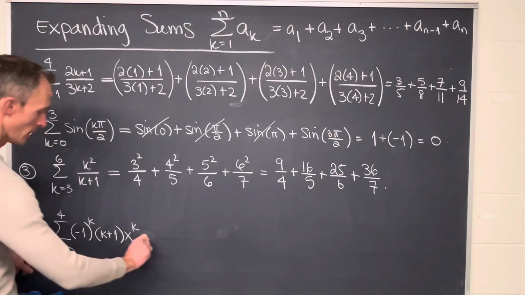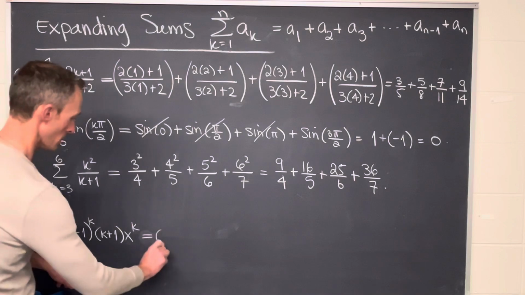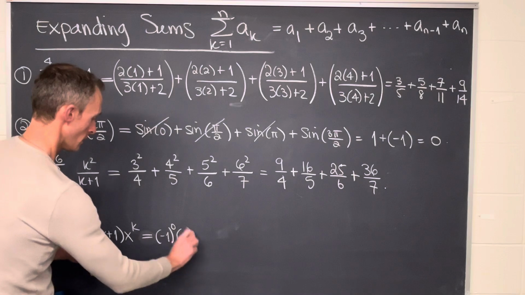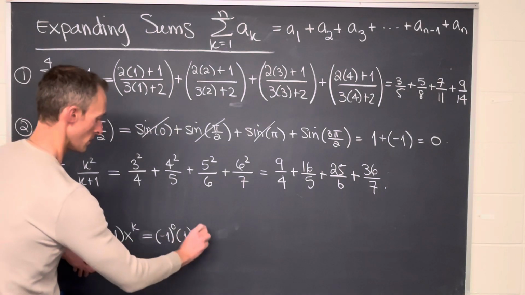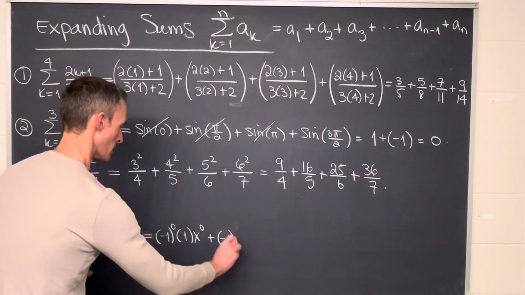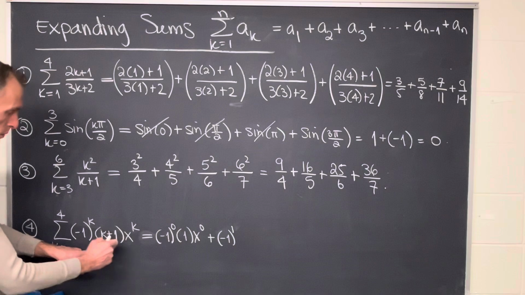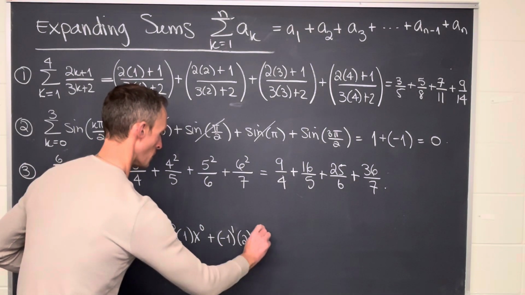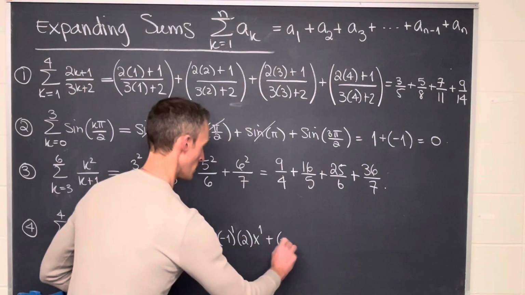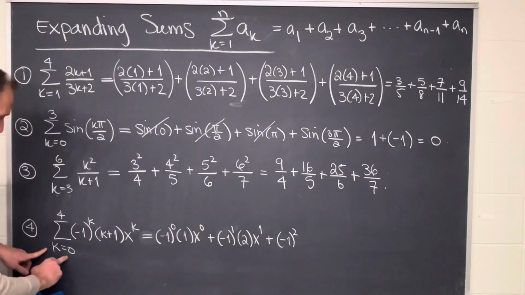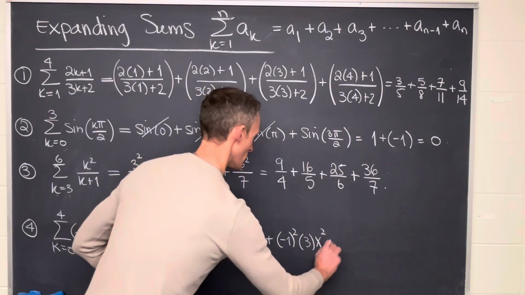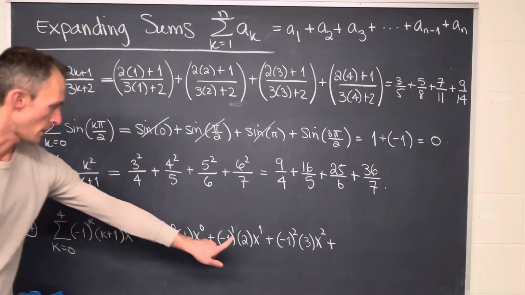When k is 0, what do I get? Well, I'm going to get negative 1 to the 0, okay, times 0 plus 1, so that's just times 1, times x to the 0, okay? That's the k equals 0 term. Now k is equal to 1, I'm going to get negative 1 to the 1, that's this term, 1 plus 1, so that's a 2, and then x to the 1, okay? Plus, now k is 2, negative 1 squared, times k is 2, then I get 2 plus 1, that's a 3, x squared. Okay, so this was k is 0, k is 1, k is 2.